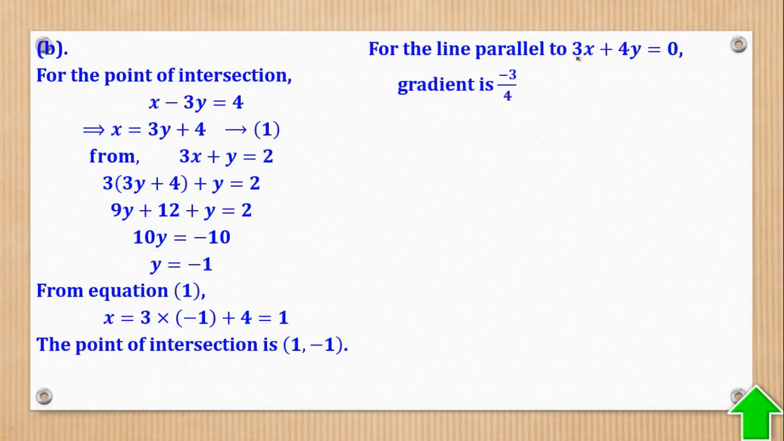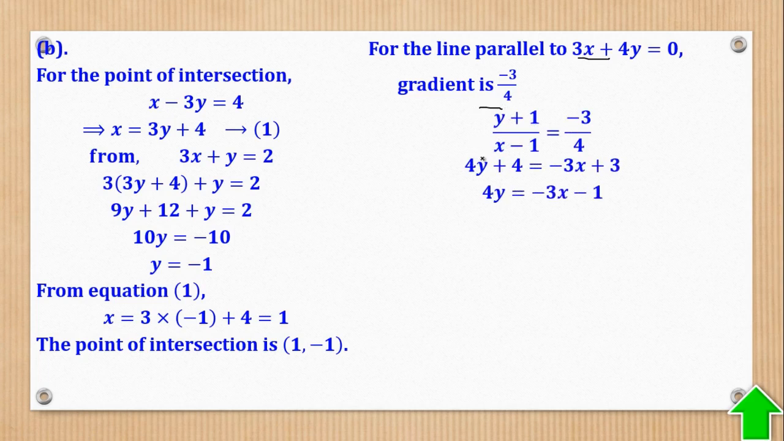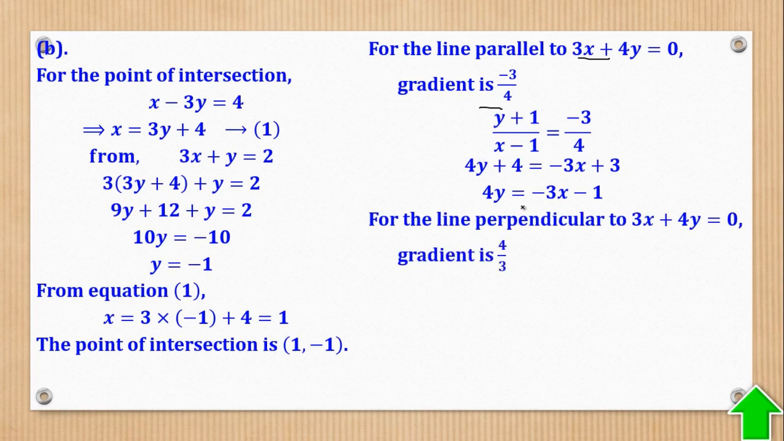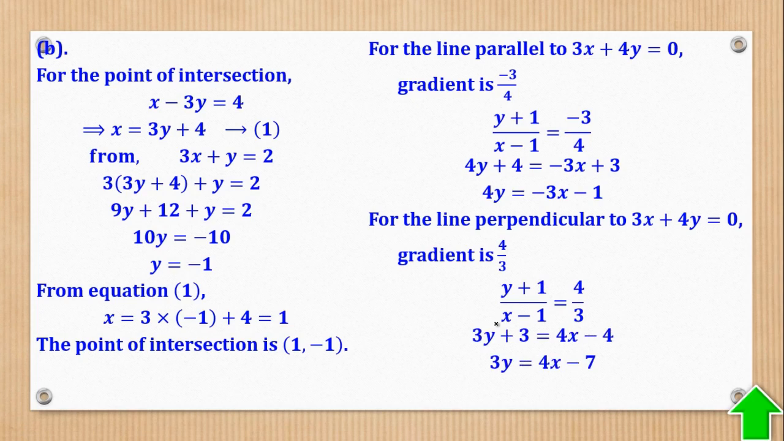So for the line parallel to this, the gradient is equal to that. Therefore, you have the gradient and a point, so you can get the equation, cross multiply and rearrange. Then for the line perpendicular, it means that the gradient will be positive. Why? Because it will be the negative of -1 divided by this to give you 4/3. So substitute, cross multiply and rearrange, and that's what they wanted.